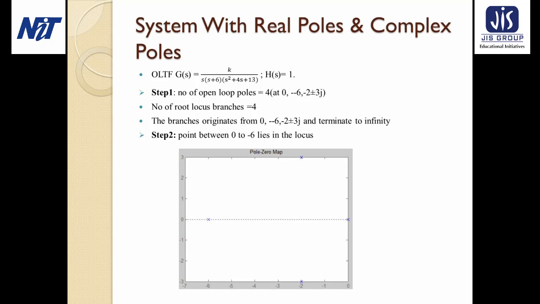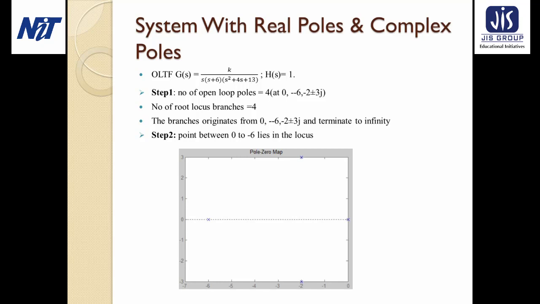So let us consider an open loop transfer function described by G(s) equal to K by s into (s plus 6) into (s square plus 4s plus 30). And the feedback is unity feedback, and here we will consider a unity negative feedback. So H(s) is given as 1.